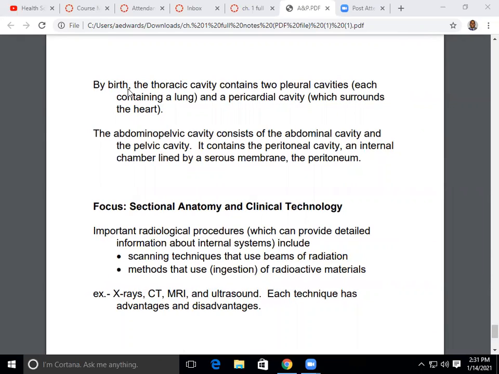So basically in your ventral body cavity, you have your thoracic cavity, abdominal pelvic cavity, okay? Does that make sense? Thoracic, abdominal pelvic. And abdominal pelvic, you separate into abdominal and pelvic.